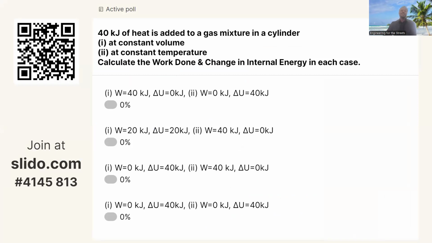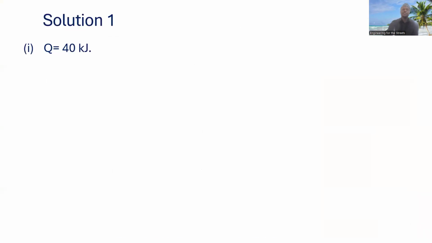Now, here's another worked example on the first law of thermodynamics. Can you give a try to this? 40 kilojoules of heat is added to a gas mixture in a cylinder, 1, at constant volume, 2, at constant pressure. Calculate the work done and change in internal energy in each case. Now, let's look at the solution.